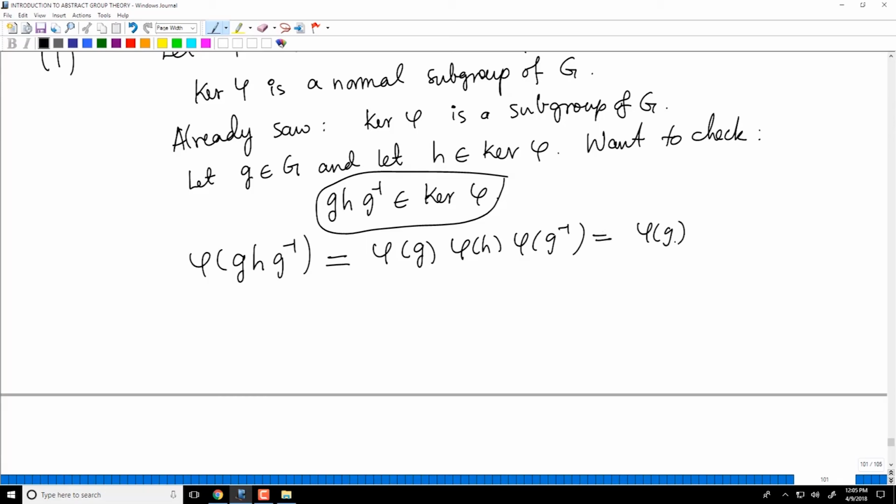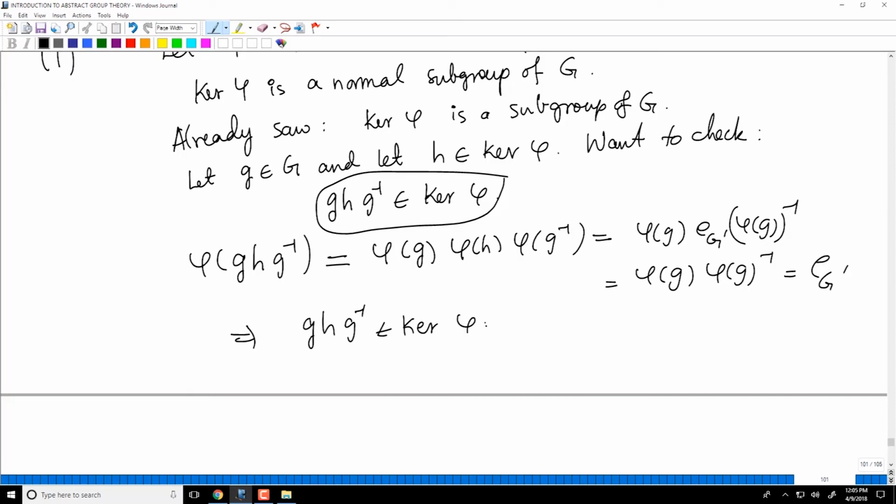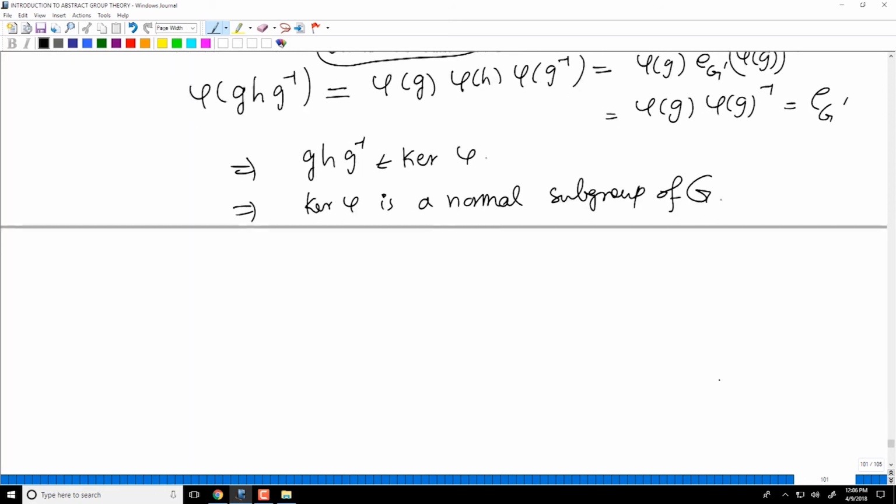Okay, now this is phi of g. What is phi of h? Because h is in the kernel, phi of h is e_G prime, and phi of g inverse is phi of g whole inverse. So e_G prime is the identity element, so this is just phi of g inverse, which is e_G prime. So g h g inverse is in the kernel, which implies kernel phi is a normal subgroup. So kernels are always normal subgroups. This is an important example of a normal subgroup: whenever we encounter a group homomorphism and take its kernel, it's automatically a normal subgroup.